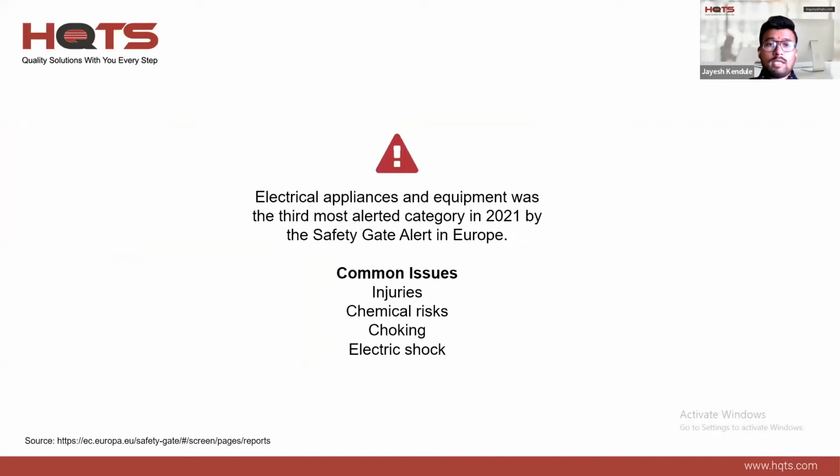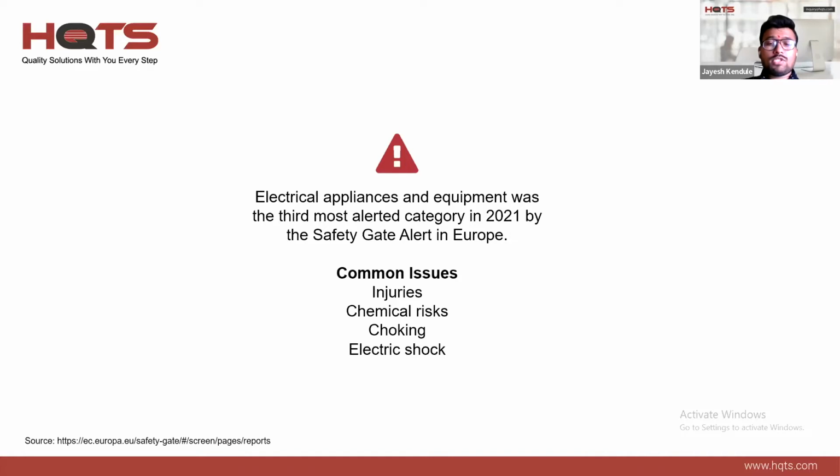Let me share that electrical appliances and equipment was the third most alerted category in 2021 by the Safety Gate alert in Europe. This Safety Gate alert is basically a European rapid alert system for non-food products. With electrical and electronic appliances, the major issues mentioned by the Safety Gate alert are injuries, like major injuries from electrical shocks and heating injuries from heating equipment.